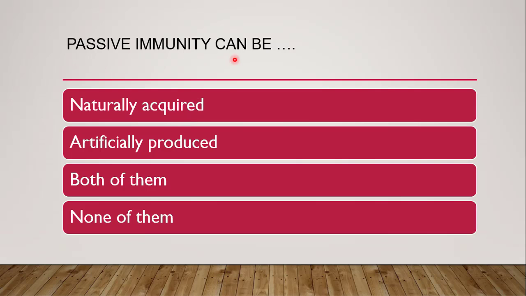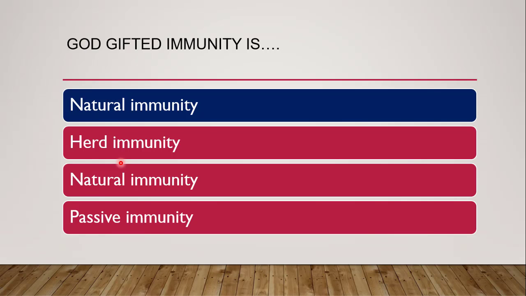Next question is, passive immunity can be naturally acquired or artificially produced, or both of them or none of them. The correct answer is both of them. It can be naturally acquired, wherein the antibodies are transmitted from mother to fetus, that is transplacental transmission, and this imparts immunity to the infant. And artificially produced passive immunity is produced by injecting antibody containing preparations known as antisera. The antibodies are first produced in animals and persons, and then injected to the concerned person. So passive immunity and active immunity, as you can see here in the image.